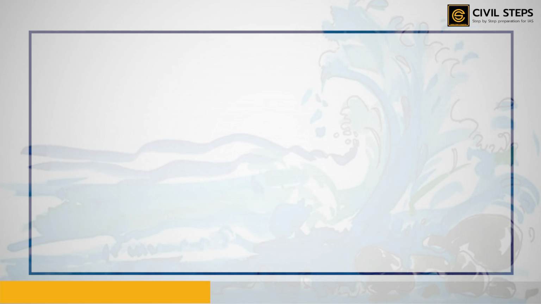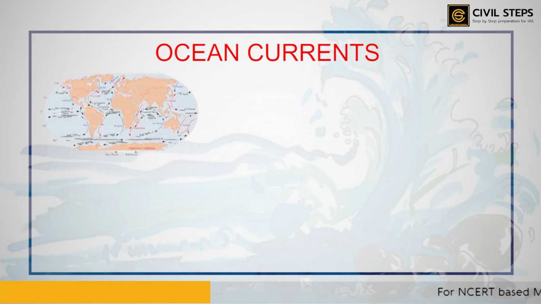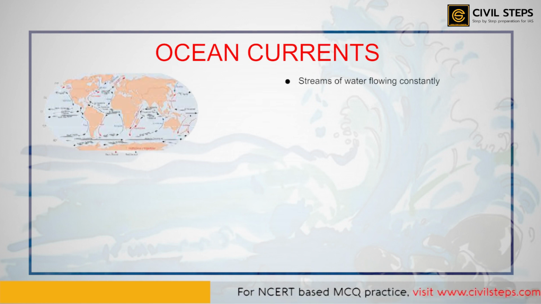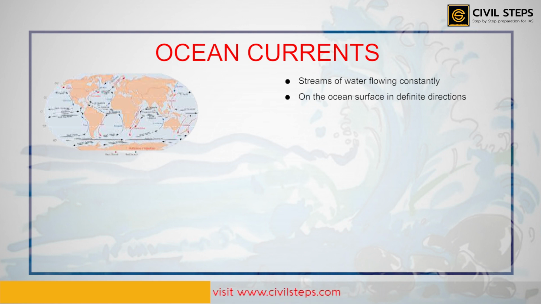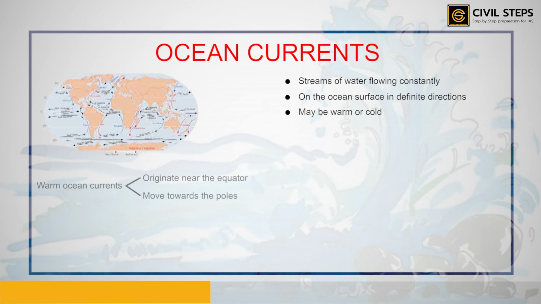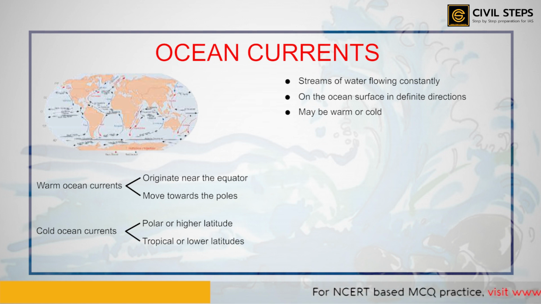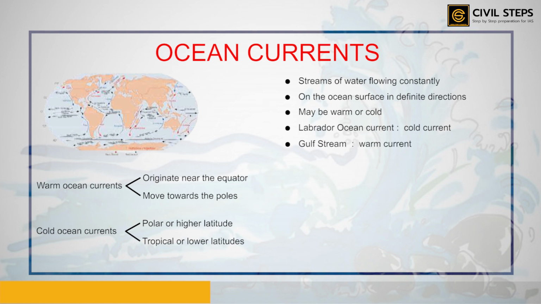Now third is the ocean currents. Ocean currents are streams of water flowing constantly on the ocean surface in definite directions. The ocean currents may be warm or cold. Generally, warm ocean currents originate near the equator and move towards the poles, and cold currents carry water from the polar or higher latitudes to tropical or lower latitudes. The Labrador Ocean current is a cold current while the Gulf Stream is a warm current.